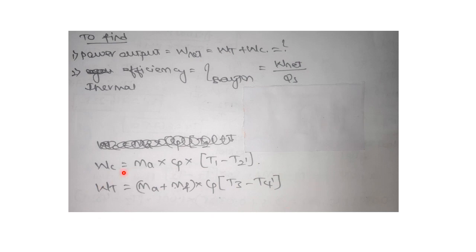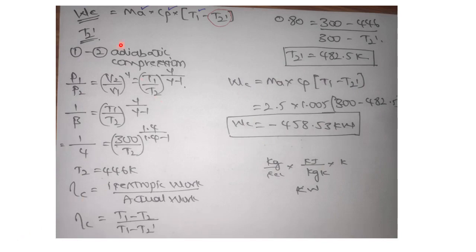Let us continue further. We shall calculate the compressive work first. So the compressive work, as stated above, is given as m_a Cp (T1 minus T2 dash). m_a, the mass flow rate of air, is given in the problem. Cp you know, 1.005 kilojoules per kg Kelvin. T1, the initial state at the start of compression, has been given, but T2 dash you don't know.